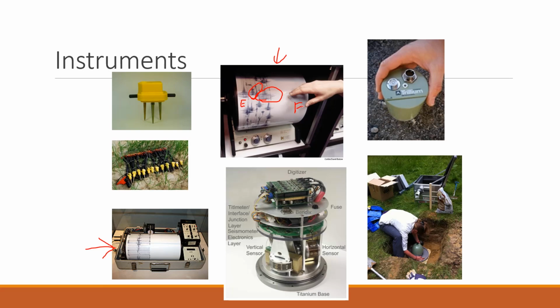Now it's all digital. This is what the inside of our seismometers look like. So it's all digital, it's all masses. They're also much smaller and easier to transport. So this one's about the size of a bowling ball. It costs maybe 20, 25 grand. This one's about the size of a coffee can.